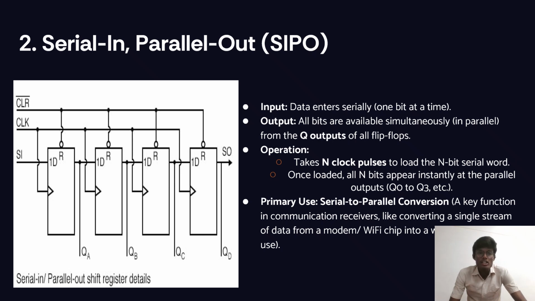This is the representation of the serial in parallel out. The primary use is serial to parallel conversion. A key function in a communication receiver is converting a single stream of data from a modem or Wi-Fi chip into parallel data using the shift register.